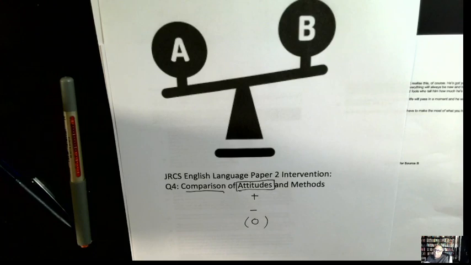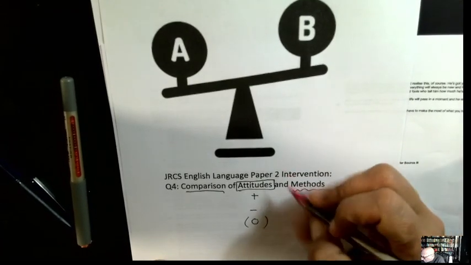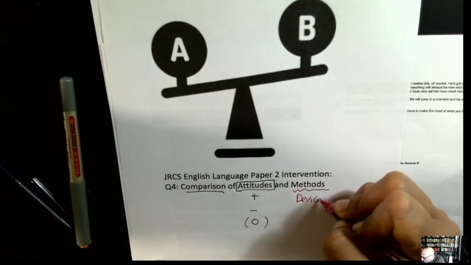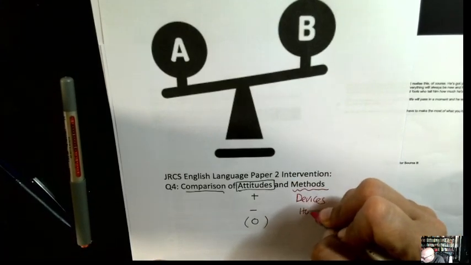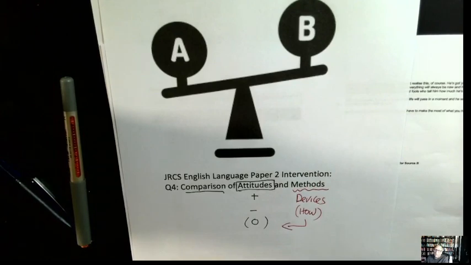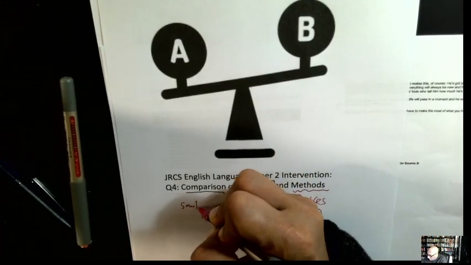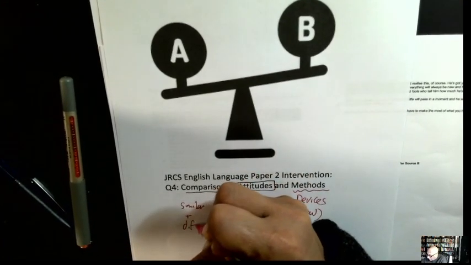Finding these points of comparison gets easier when you think about it that way: are they for it or are they against it? Anyway, methods, definitely back to these devices. So how do writers show their attitudes? How do the writers show their attitudes in similar and different ways?